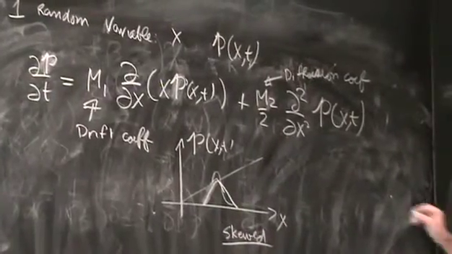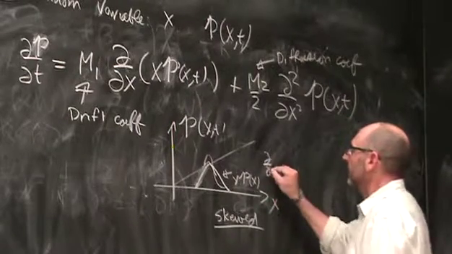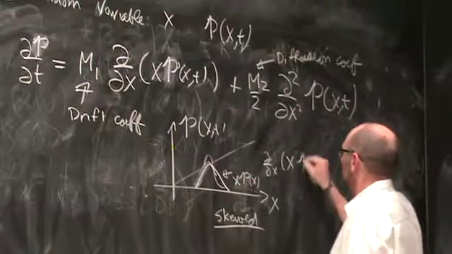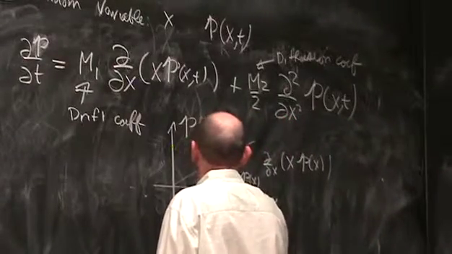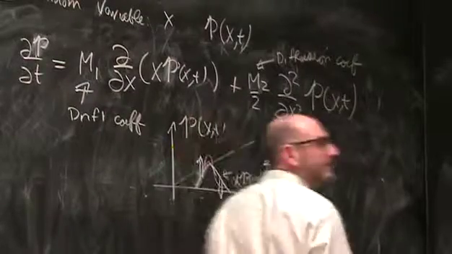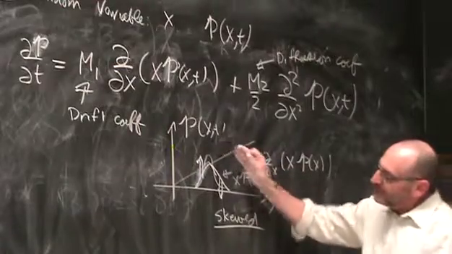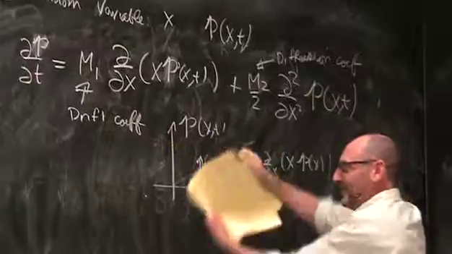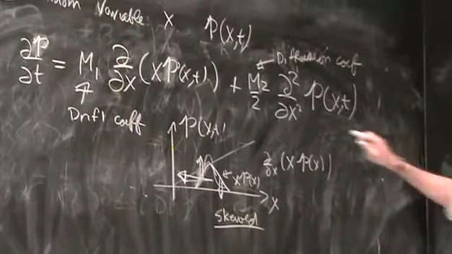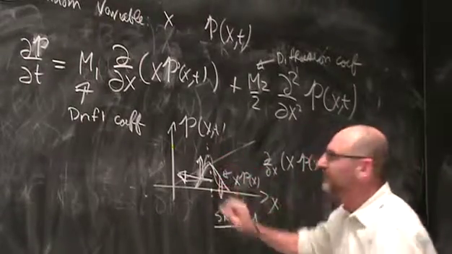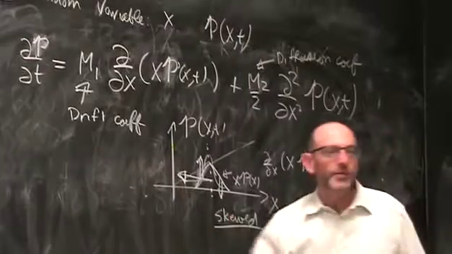Okay? And so if I look at the derivative of this function, this is x times the probability distribution as a function of x, over here the derivative is positive and over here the derivative is negative, right? And this has the effect that this comes down faster, such that it pulls this guy, it skews the probability such that it causes it to move in that direction. So the effect of this term is to cause a drift of the mean value. And in particular, if m1 is positive, then this pulls it towards the origin.